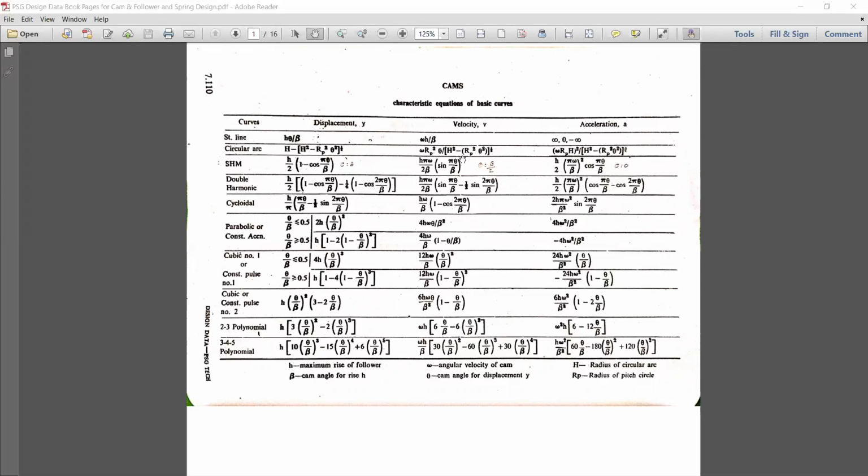Here different types of curves are given: simple harmonic, circular arc, double harmonic, cycloid, parabolic, cubic, constant pulse, cubic or constant pulse 2, then 3, 4, 5 polynomial. Such kinds of curves are used for designing a cam. The equations of displacement, velocity and acceleration are given in PSG page number 7.110.